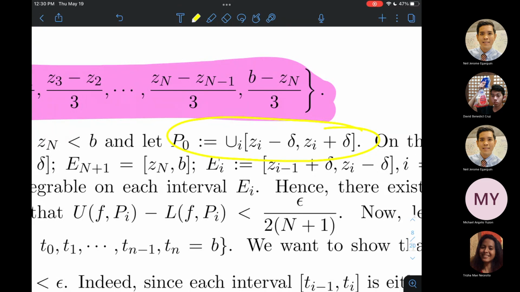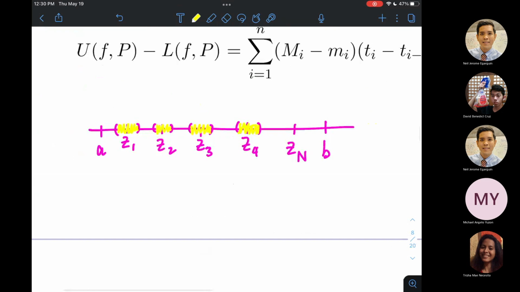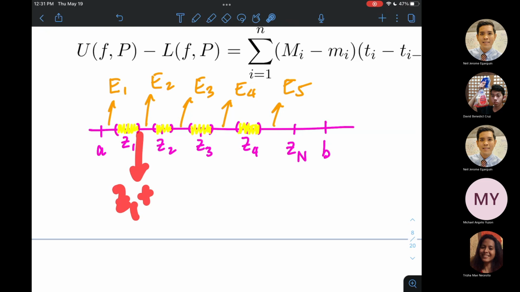Okay? So yun yung mga yellow intervals, yung mga P sub 0. And then tatawagin kong E sub i's, ito naman. Ito si E sub 1, ito si E sub 2, ito si E sub 3, ito si E sub 4, and so on, E sub 5. So kung mapapansin nyo, si F ay continuous sa bawat E sub i, kasi yung A to C sub 1 minus delta ay walang laman na point of discontinuity. Yung E2, which is from C sub 1 plus delta hanggang sa C sub 2 minus delta, ay walang laman na point of discontinuity. So continuous si F sa E sub 2, and so on.